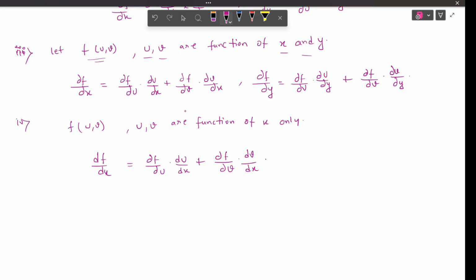In all these scenarios, we have assumed that all the derivatives actually exist, and this is known as the chain rule. Okay. So let us apply the chain rule. Then you will see that this is not actually difficult. So let us see one question.